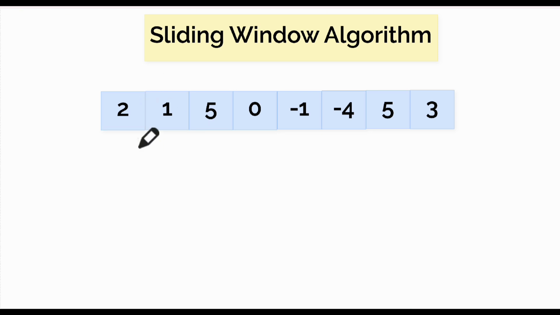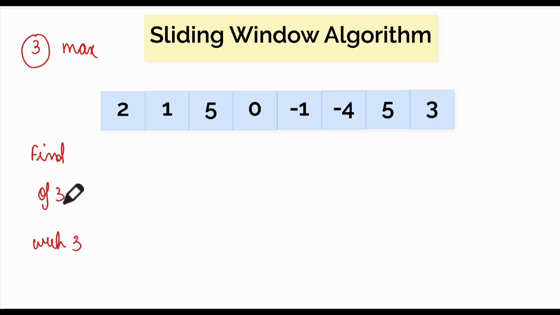For example, you are given a small array here which has 3, 3, 6, 8 elements, and you have to find a sub array of length, let's say 3, which has the maximum sum. So what is the question? Find the sub array of length 3 with maximum sum. Suppose you have to solve this particular question.